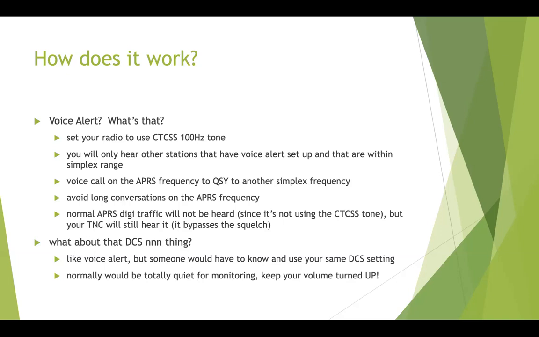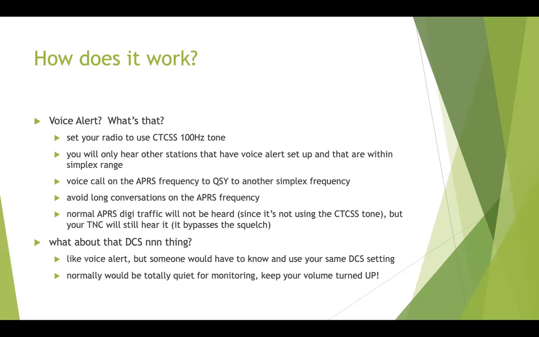So if you happen to be driving down the freeway with your radio set up like this, and you hear an APRS packet come through, then you'll know that there's another station out there within simplex range of you. You can hear them, so they should be able to hear you, right? So you can quickly make a voice call on the APRS frequency. Again, you'll be using that CTCSS 100 hertz tone on your voice call, so that receiving station should hear it, and tell them, hey, APRS voice alert, QSY to 146.52 or whatever, right? And then you could switch over to that frequency and have a conversation.